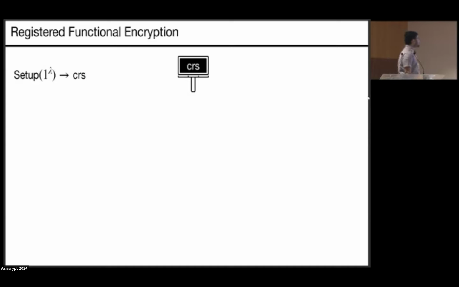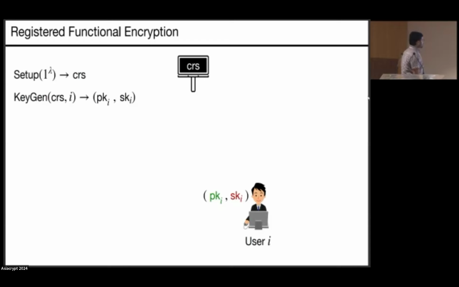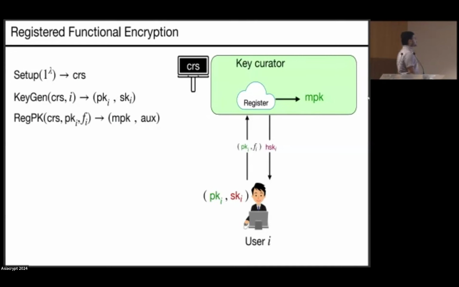To mitigate this issue, we propose the notion of registered function encryption, where we run a setup algorithm, which can be run only one time, and we generate a CRS, a common reference string. After the CRS is computed, we can forget the randomness that we used to sample the CRS. The main difference from usual function encryption is that here users can sample their own public key secret key pair, PK_i, SK_i, and there is no central authority in the system. However, there is a key curator in the system who collects the public key and function pair from each user and accumulates it into a master public key.